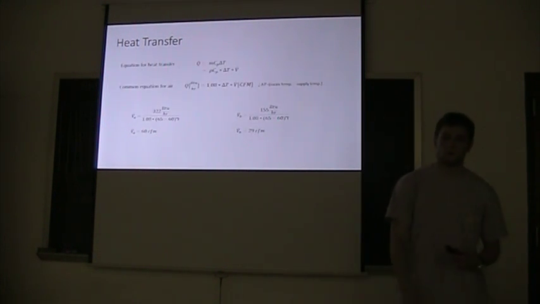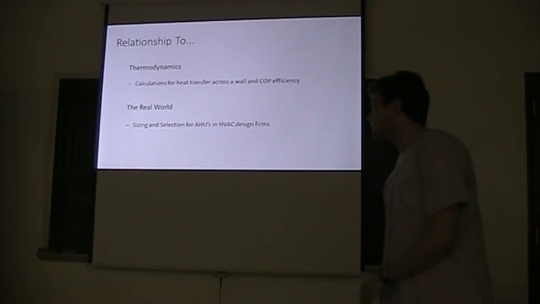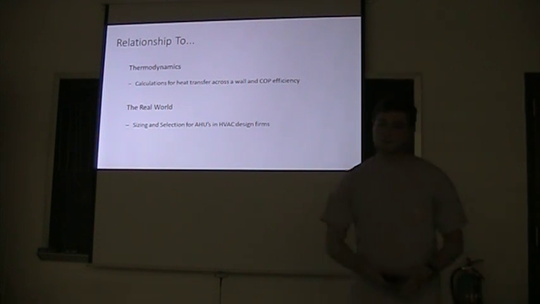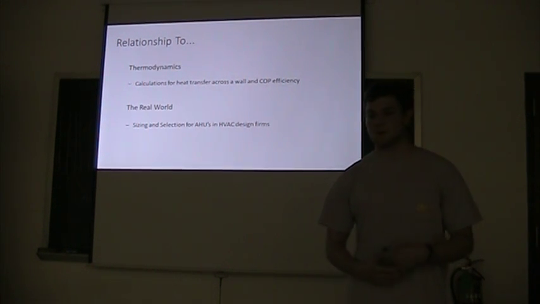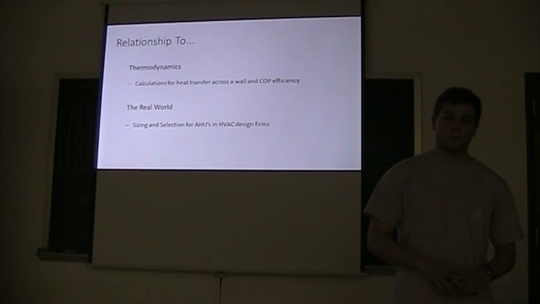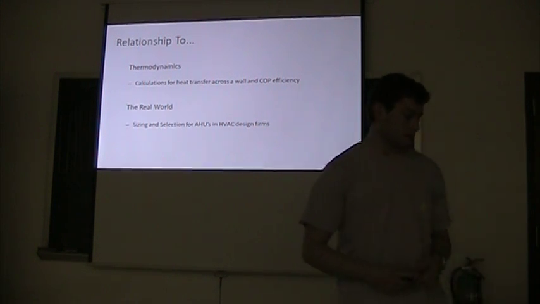And these are just the volume flow rates for each zone, and you can see it's almost doubled, 60 versus the 30 for the one with the 1-inch air gap. So this relates to thermodynamics by the calculations for the heat transfer across a wall and the coefficient of performance. We did those back in thermo. It also relates to the real world, because in HVAC firms, this approximates really well the selection process for air handling units and the design for HVAC systems.